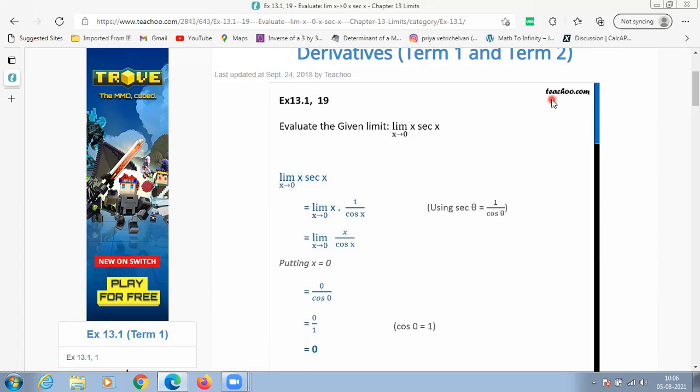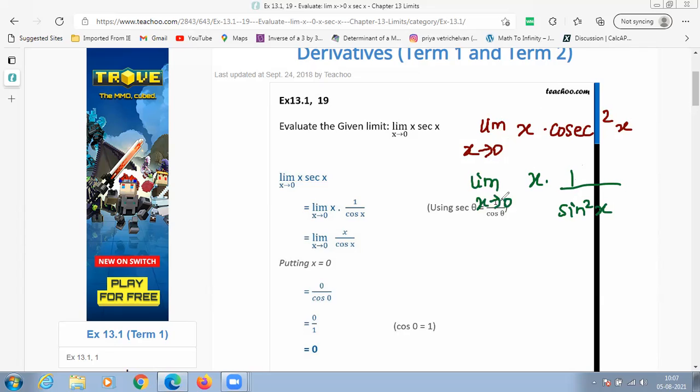Just a second. Yes, dear. Tell me your question. Ma'am, the question that I made is limit x approaches 0, x into cosecant square x. Okay. So how did you solve? The same way: x into 1 by sine square x is equal to x by sine square x. Then substituting x, it'll be 0 divided by sine square 0.